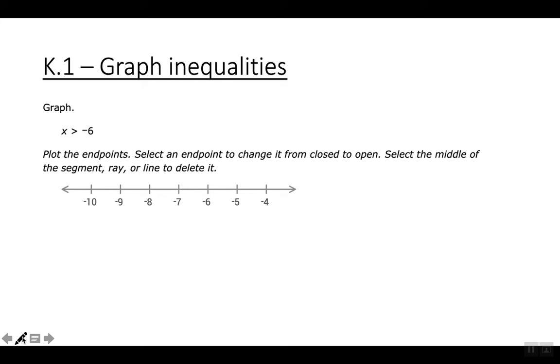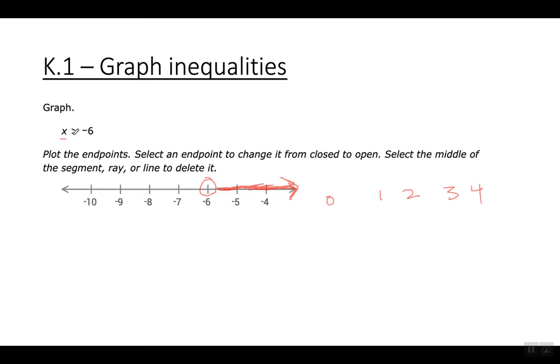Graph x is greater than -6. Okay, so what I'm going to graph is what x represents. X is a number. You do not know what it is, but it is greater than -6. So here's -6 right here. All the numbers greater than -6 are this way. Over here, if you continue to the right, you have the positive numbers 0, 1, 2, 3, 4, etc. So all the numbers greater than -6 are to the right.